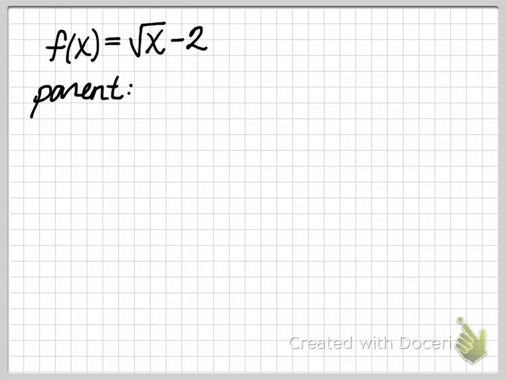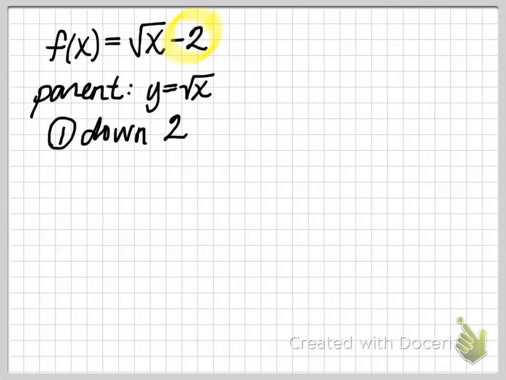Now we want to graph f of x equals the square root of x minus 2. So identifying our parent function, if we ignore the minus 2, then we're left with y is equal to the square root of x for my parent function. Then looking at the minus 2, that tells us that our y values are all going to be 2 smaller than before, meaning that the whole graph is going to shift down 2. So our transformation would be a vertical shift down 2.